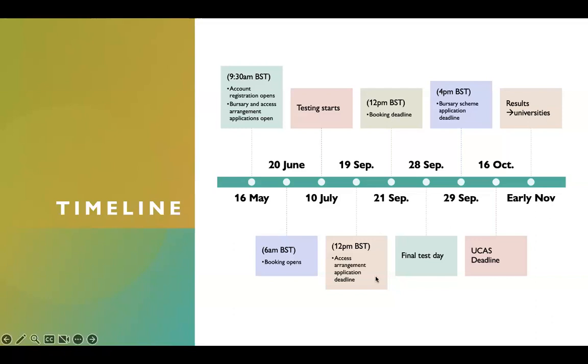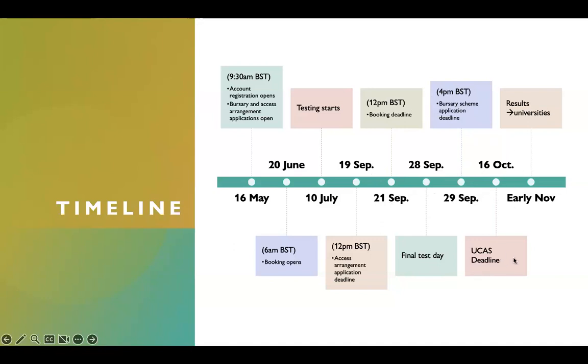Yeah, so the deadline for the access arrangement that I was talking about, the UCAT SEN and the additional time, is on the 19th of September, 12 p.m. And the maximum time that you can book your test for before it closes is the 21st of September. And the final test day is the 28th of September this year. And the deadline for the bursary, in case you want your test reimbursed when you've sat it, is the 29th of September.